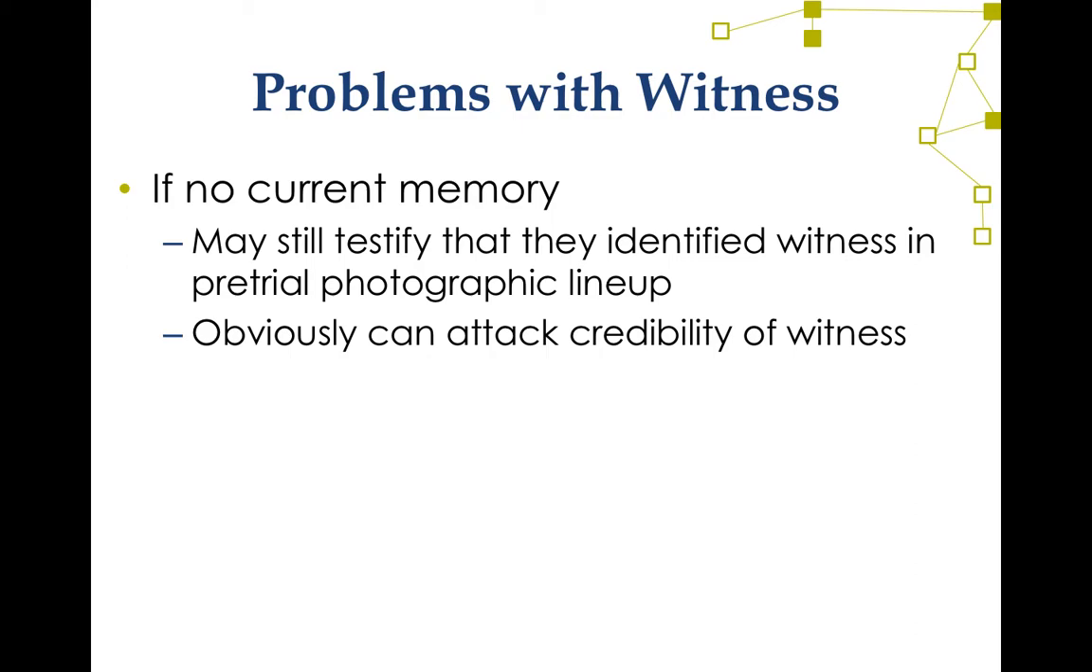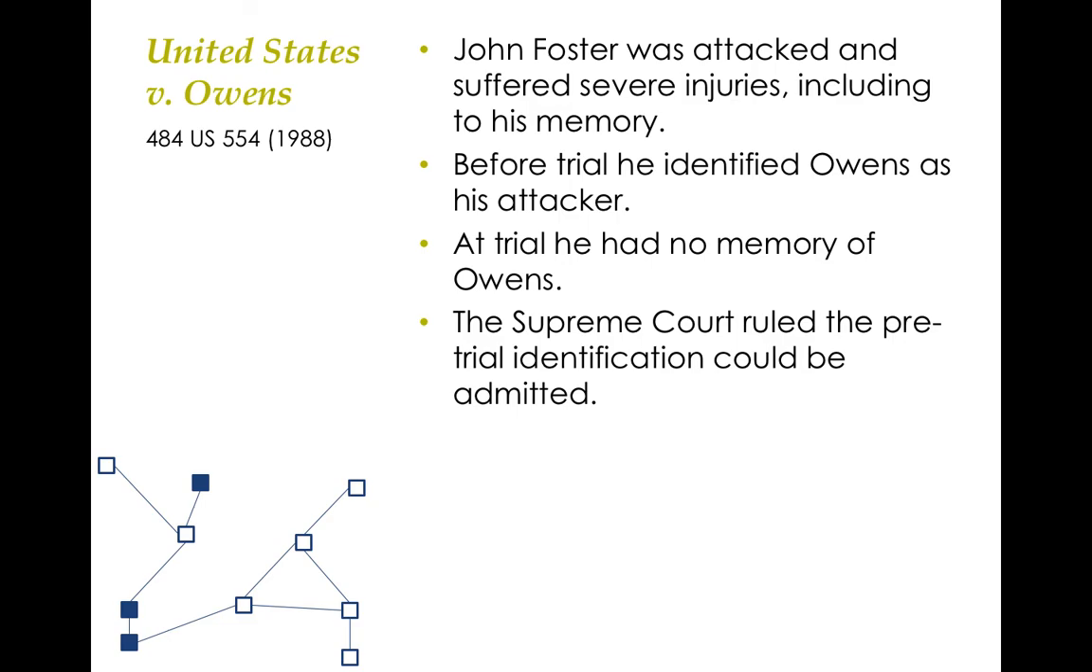What if you have problems with witnesses? If the witness does not remember, they may still testify that they identified the witness in the pretrial lineup, but then you can obviously make an attack upon the credibility of the witness if they can't remember the person now at trial. In U.S. v. Owens, Foster was attacked and suffered injuries, including an injury to his memory. Before trial, he had identified Owens as his attacker, but by the time trial came around, he didn't have any memory. And the Supreme Court said the pretrial identification could be admitted.